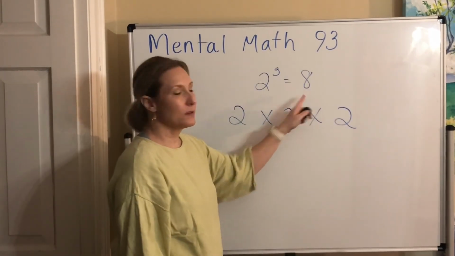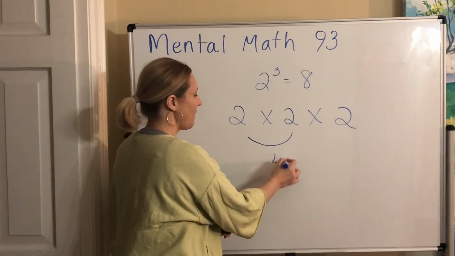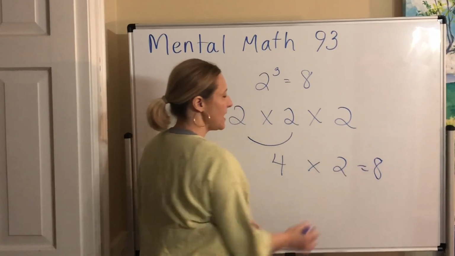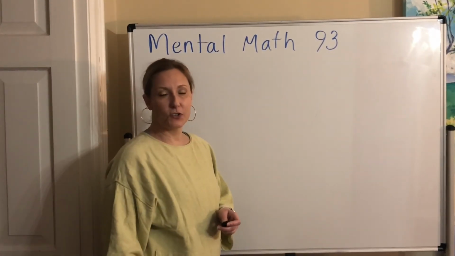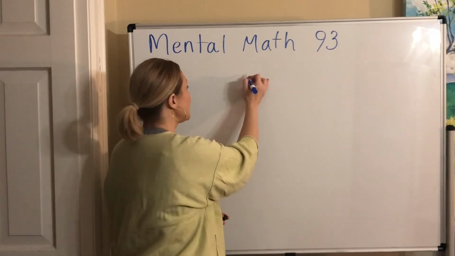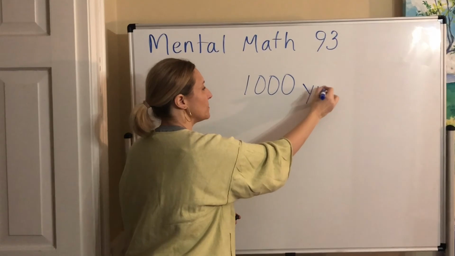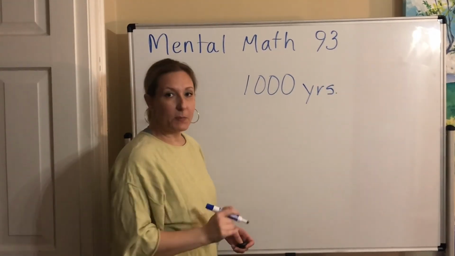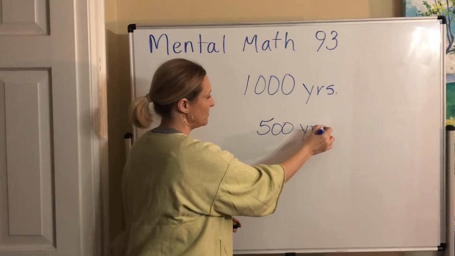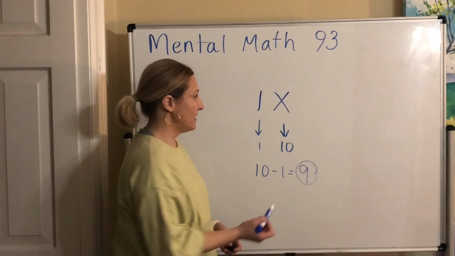2 cubed is 8. 2 times 2 is 4. And 4 times 2 is 8. Okay, how many years are in a millennium? Well, remember that milli means 1,000. So a millennium is 1,000 years. So what is half of a millennium? 500 years, right?